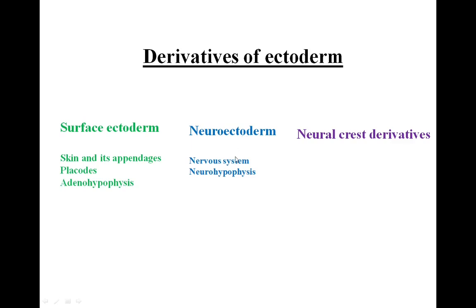The neuroectoderm forms the nervous system, that is the central nervous system. Also the autonomic ganglia, the neural crest derivatives will go, and the posterior pituitary is also developed from the neuroectoderm. And neural crest derivatives, I have already shown you that many structures are developed from the neural crest, about 18 to 20 names I have written there. So they are all derived from the neural crest.